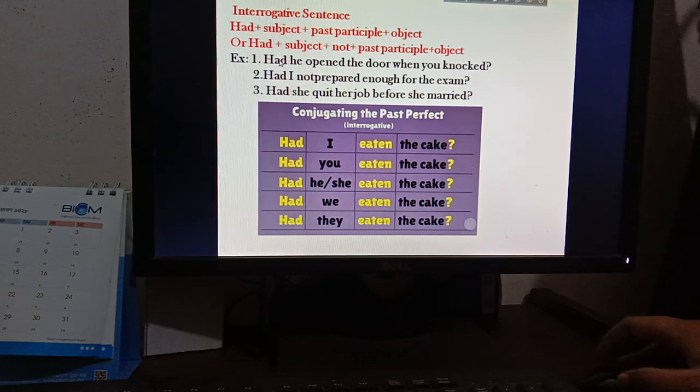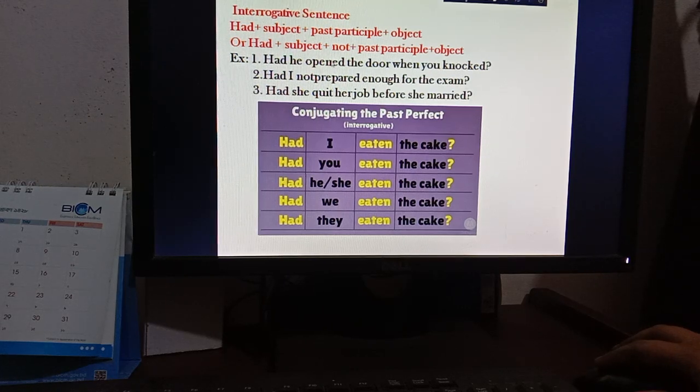Or if the interrogative sentence is in negative form, you will write like this, had plus subject plus not plus past participle form plus object. So দুই ধরনের ইন্টারোগেটিভ সেন্টেন্স থাকতে পারে। প্রথমটা যদি পজিটিভ হয় সেক্ষেত্রে তুমি হ্যাডের পরে সাবজেক্ট বসাবে, তারপর পাস্ট পার্টিসিপল ফর্ম বসাবে, তারপর অবজেক্ট বসাবে। আর এটা যদি নেগেটিভ সেন্টেন্স হয় সেক্ষেত্রে হ্যাডের পরে সাবজেক্ট বসাতে হবে, তারপরে নট বসাতে হবে, তারপরে পাস্ট পার্টিসিপল ফর্ম, তারপরে অবজেক্ট বসাতে হবে। Example number 1, had he opened the door when you knocked.